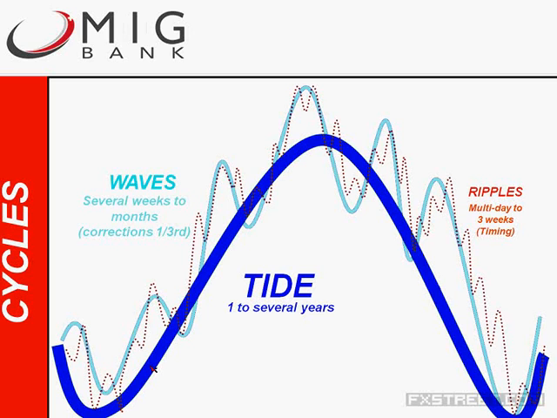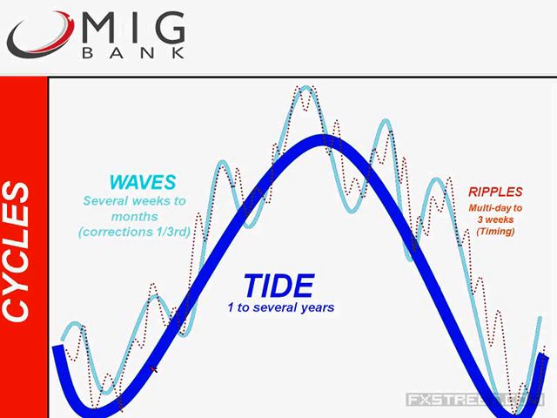And so this is what I'm showing you here on the screen, the theoretical diagram of what I just said. The fat blue line is showing you the tidal wave in the sea, or the long-term trend in the market, and that tends to be 1 to several years. The turquoise zigzag line is showing you the waves in the sea, and this is anything from several weeks to a few months in the market.